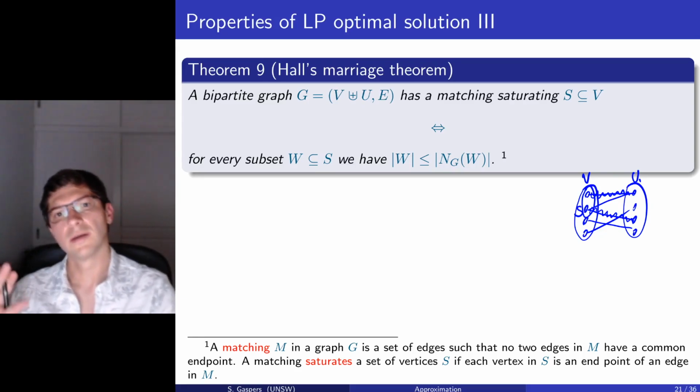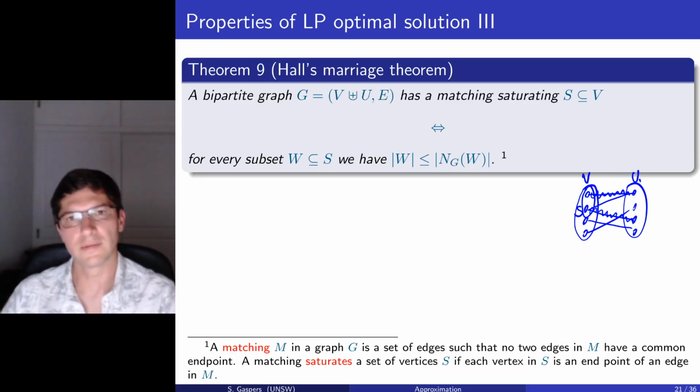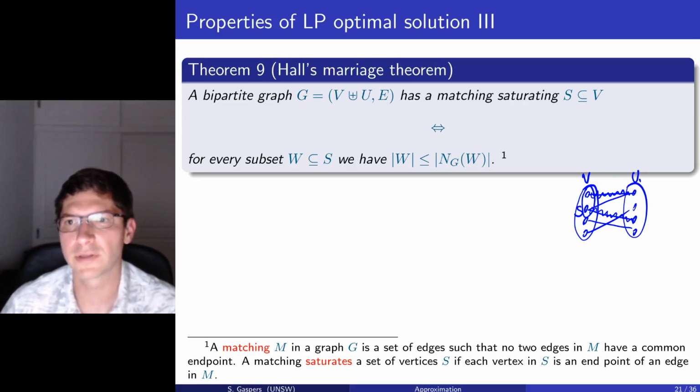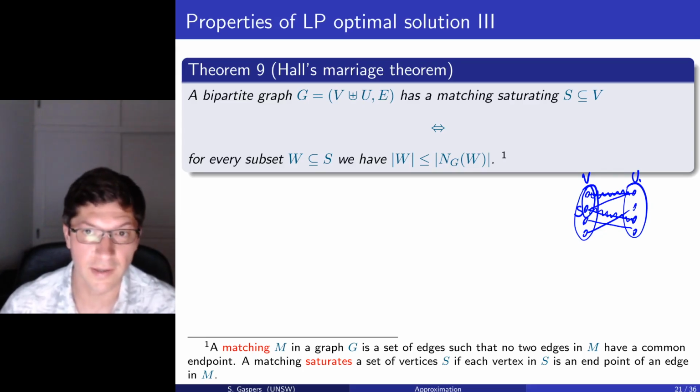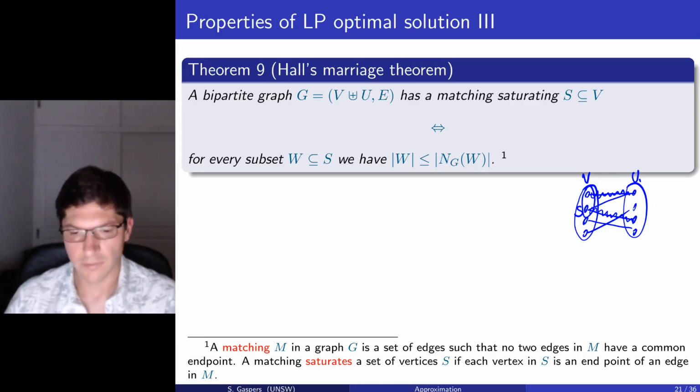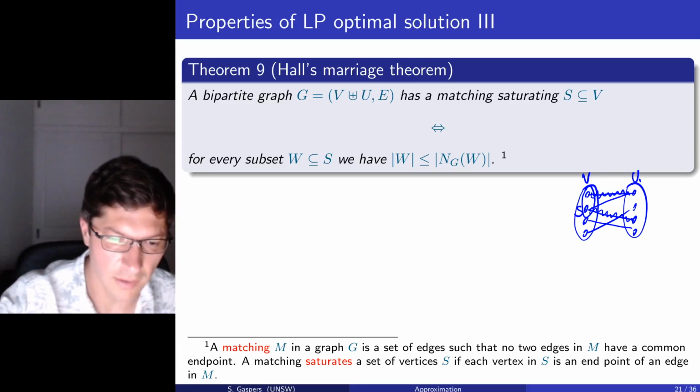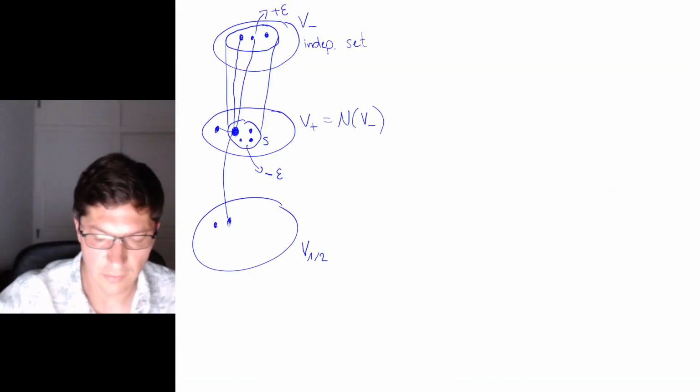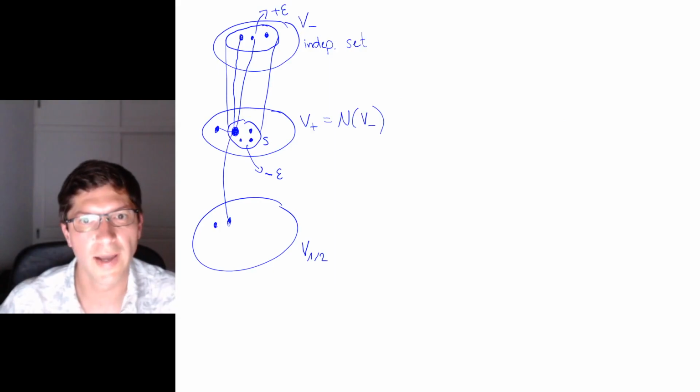Okay, so there's two directions to this theorem. One is, if we have such a matching, then for every subset, the subset is smaller or equal than the size of its neighborhood. And also, if the size of the neighborhood is at least the size of the set, for every set that's a subset of S, then there's a matching that saturates S. So, in our case here, what do we have? We said that this property holds for every set S in V plus.